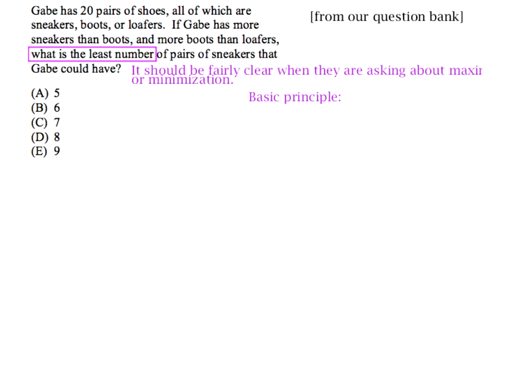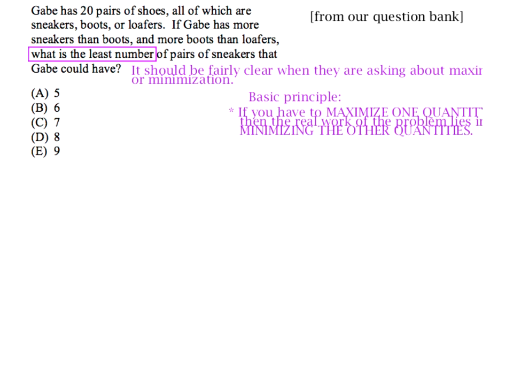So if you have to maximize one quantity, then the essence of the problem, the real work of the problem, lies in minimizing other quantities. And then vice versa. If you have to minimize one quantity, then the work of the problem is really going to lie in maximizing the other quantity. So that's the deal. You probably know that.